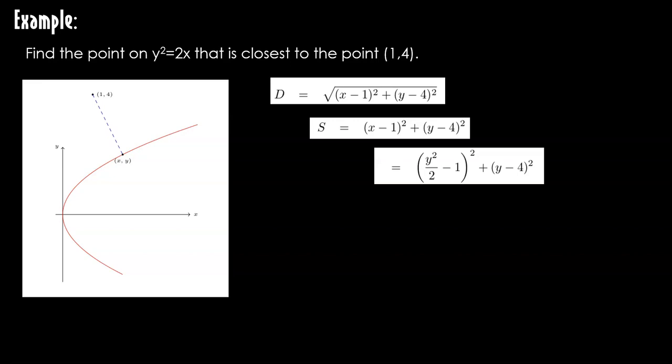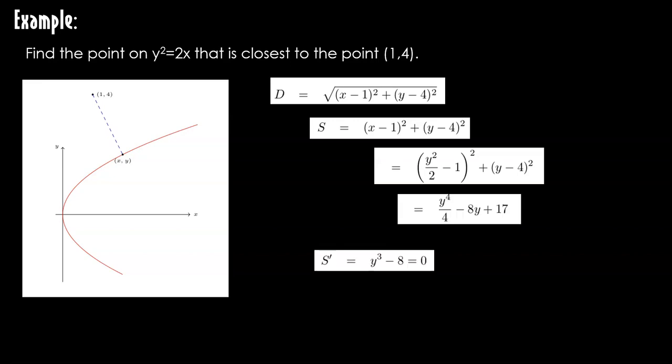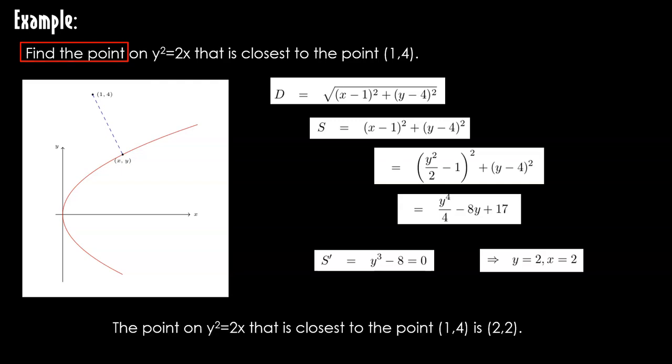Before I take the derivative, I'm going to multiply it out and simplify. And now I take the derivative and set it equal to 0. I have y cubed minus 8 equals 0, so y equals 2. So I found that y equals 2, x equals 2. I go back and ask myself, what was the original question? Okay, it wants me to find the point. So the answer would be the point that is closest to (1, 4) is (2, 2).